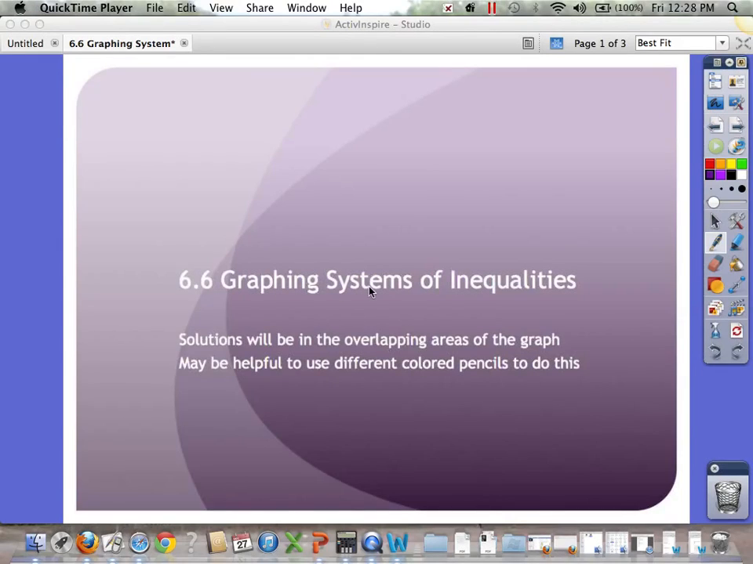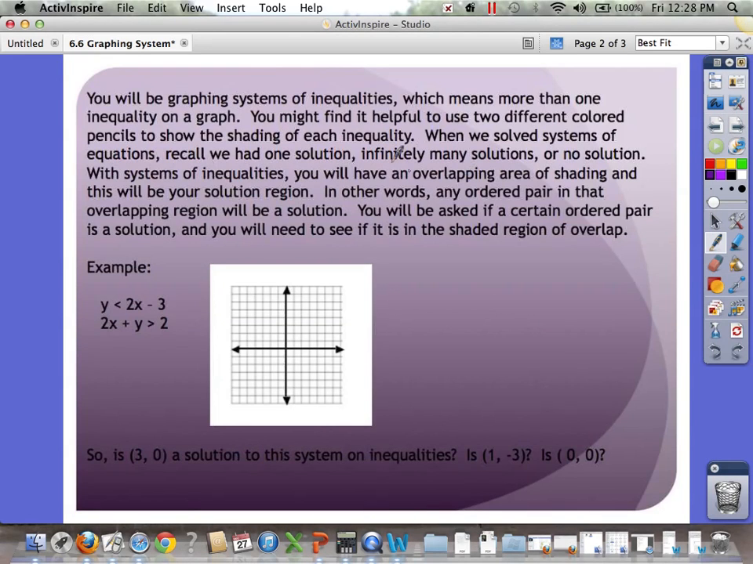6.6, graphing systems of inequalities. Solutions in this section will be the overlapping areas of the graph, and it may be helpful to use different colored pencils to do this. But this is really actually fun because it's a little bit more colorful to do.